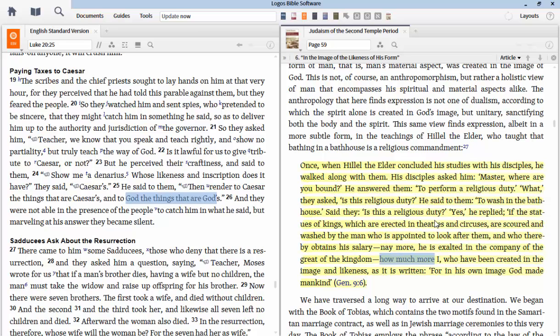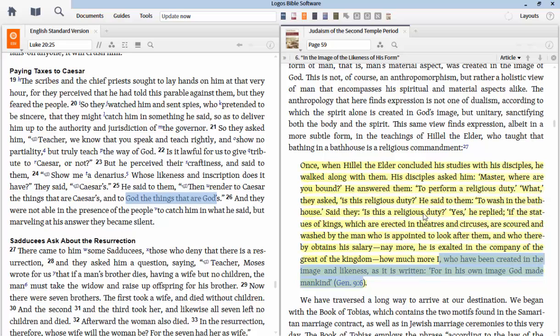Hillel says, if it's true that somebody has a job to wash the images of important people in the theaters and circuses, how much more I, who have been created in the image and likeness of God, as it is written, for in his own image God made mankind. So, if it's important to wash the images of big people in the statues in theaters and circuses, how much more important is it to wash the image of God, which is me? I am in the image of God, says Hillel.